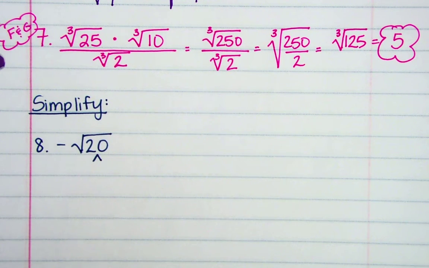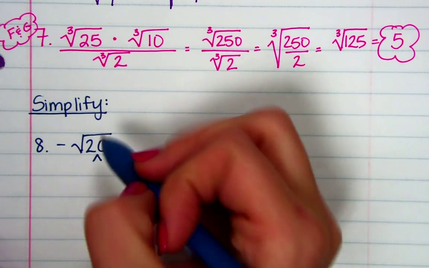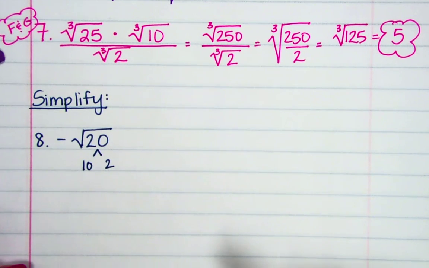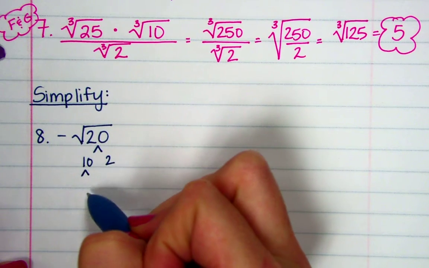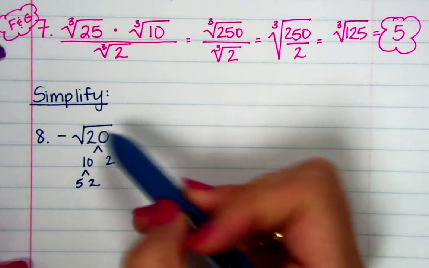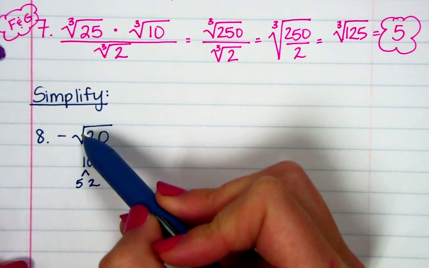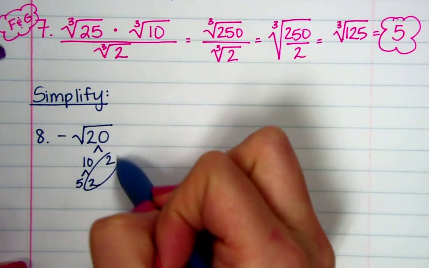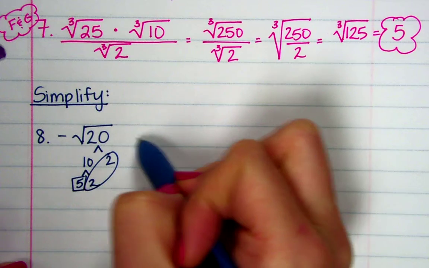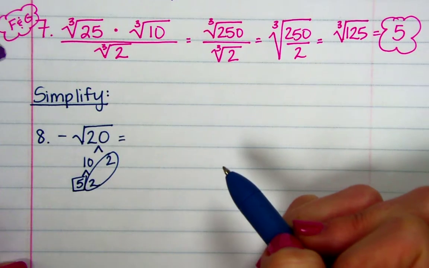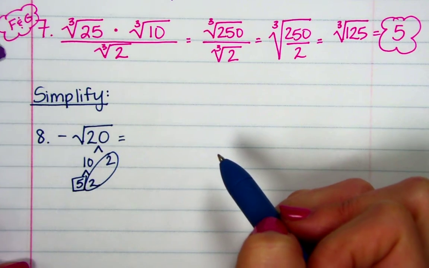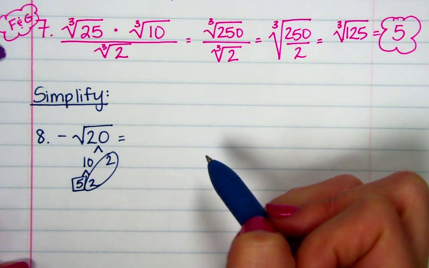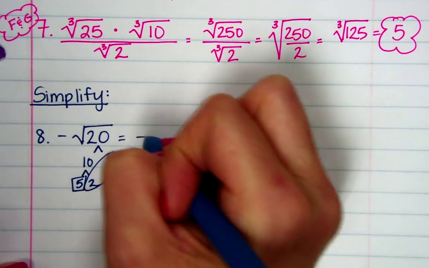Do the factors. So 20 is what times what? 10 times 2 or 4 times 5, but I already wrote down 10 times 2. Then 10 is 5 times 2. And with this one, what is the root? 2, right? So we need how many of the same thing? 2. I got 2 right there. That means this is left over. So what goes outside? 2. Is there anything else that goes outside? Oh, negative. Thank you. Negative 2.